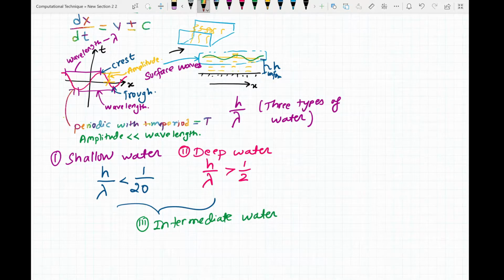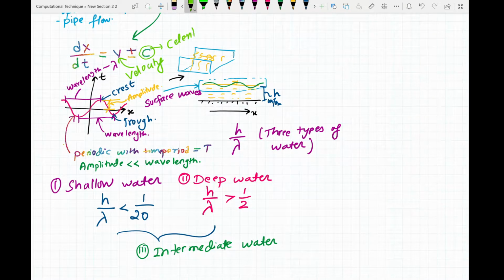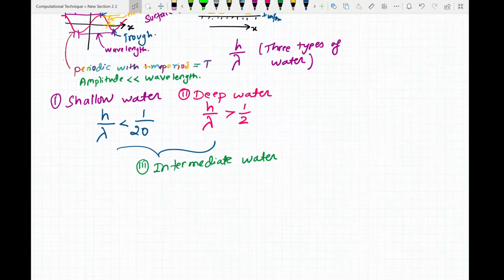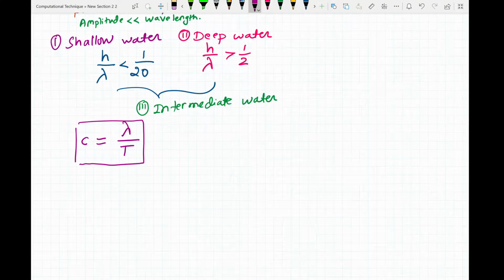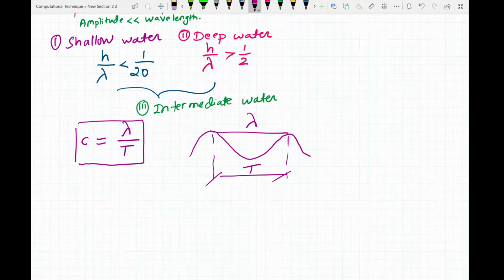So you might be wondering what V and C are. This V is the velocity of the flow, whereas this C is the celerity of the wave, which is this wave here, and it is given by your wavelength divided by time period, which means that your wave travels a distance lambda in time period T. This is like your wave velocity.